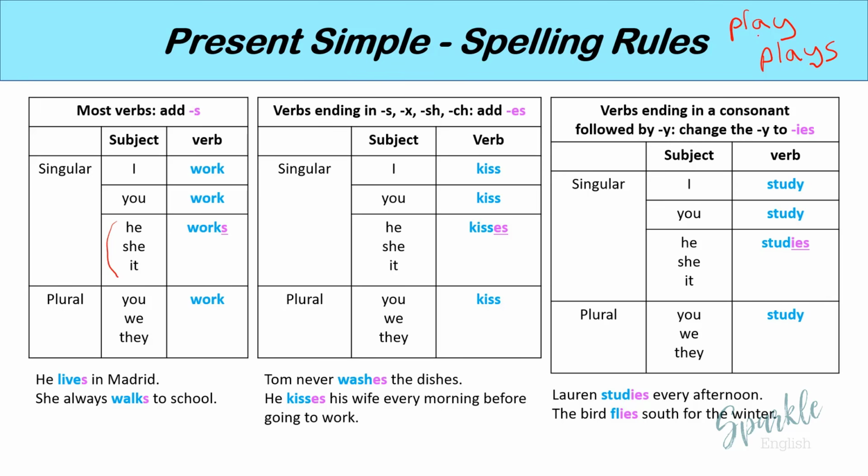because this is a vowel before y. It's not a consonant. But study, d is a consonant. So if it's a consonant before y, we have to change the y to ies. For vowels, a, e, i, o, and u, we don't have to. We just have to add the s if it's before y. Lauren studies every afternoon. The bird flies south for the winter.